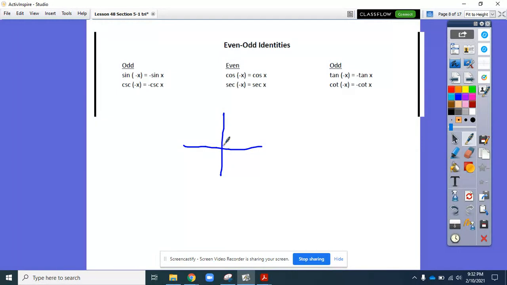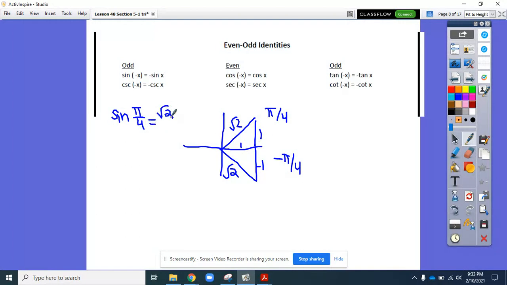So let's talk about pi over 4. All right, here's the angle pi over 4. Here's the angle negative pi over 4. All right, so pi over 4, I'm a 1, 1, root 2 triangle. So if I think about sine of pi over 4 is 1 over root 2, which is root 2 over 2.